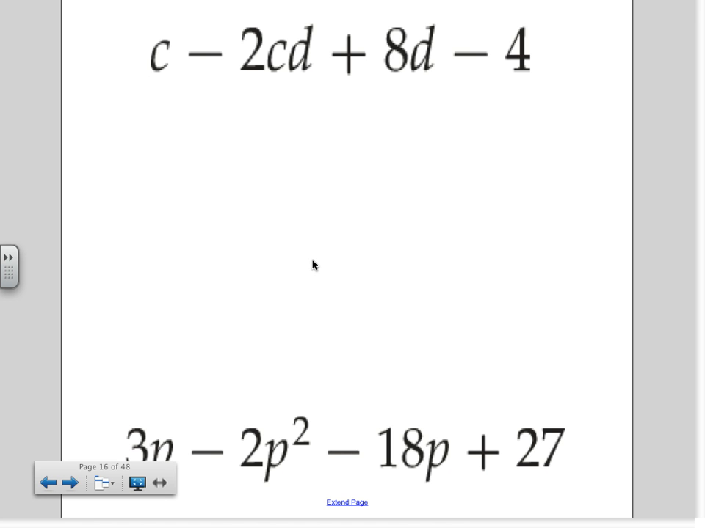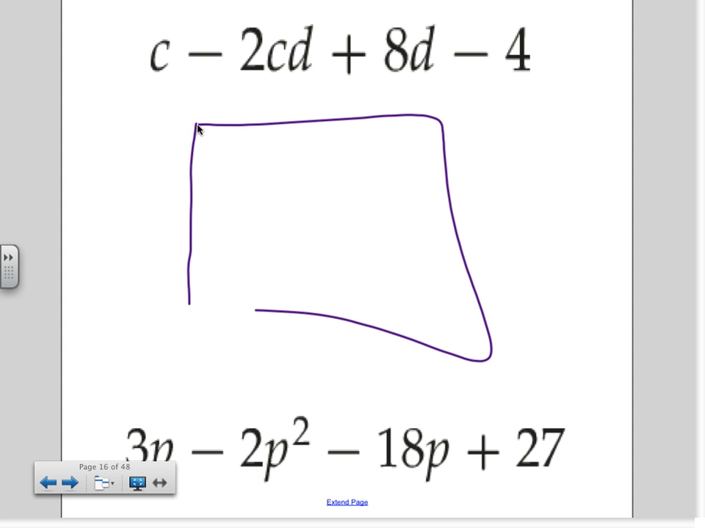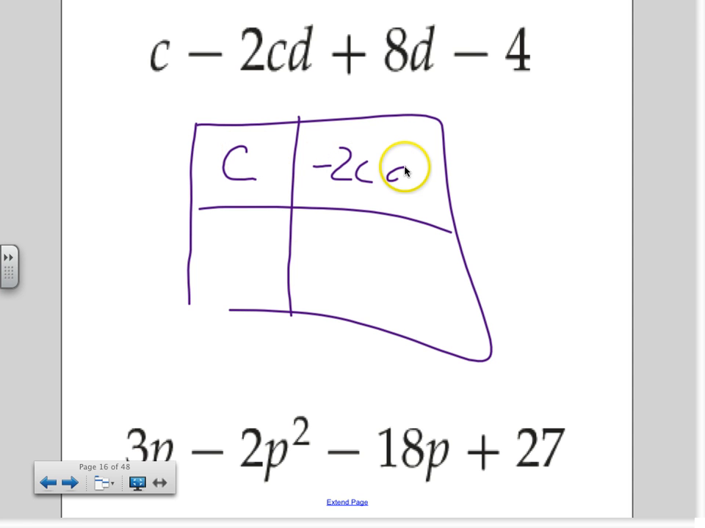What size? 2 by 2. We have four boxes, so it's a 2 by 2 box. I'm going to fill it in. Here's the 2CD, here's the positive 8D, and here's the negative 4. Remember the rules: for the very first line, if I cannot take anything out, I need to switch something right away. But if there's anything I can take out, just do it without any switching.